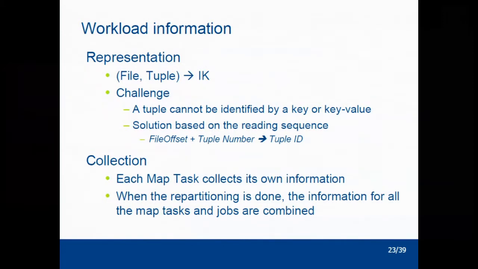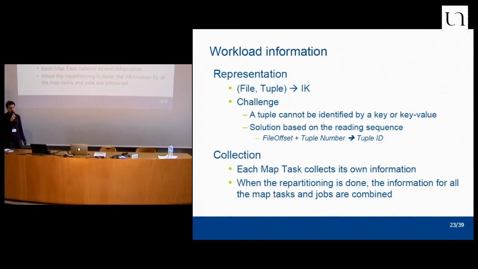For the workload information, we want to capture the relationship between tuples in a file and the intermediate keys. But this is not straightforward, as there is no semantics over the key or the combination of key values. The only way we can identify input tuples is by knowing in which split they have been generated and in which order. With this, we generate the tuple IDs. Each map task generates its own metadata, and this data is combined in order to generate the workload model.